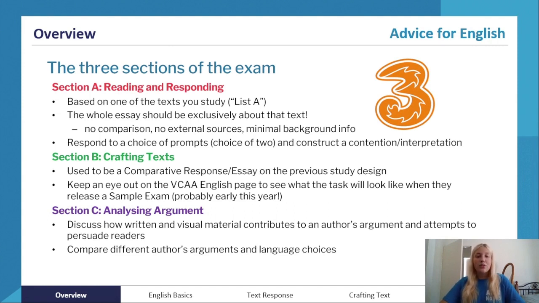Section B is going to be crafting text on the exam. For a very long time, it used to be a comparative essay, and now a new task has been introduced. We will be looking at it. This task does involve creative writing. It's not the same as creative responses in the past where you work with a book to sort of replicate the style of the author and your creative has to fit into the book or alter the book in some way, but it becomes a completely unique creative task.